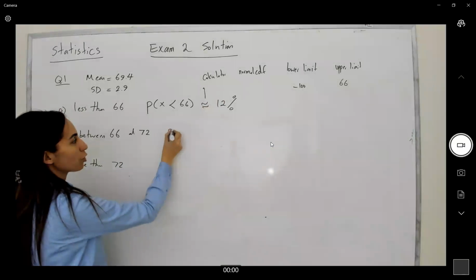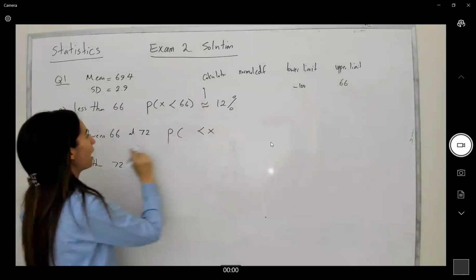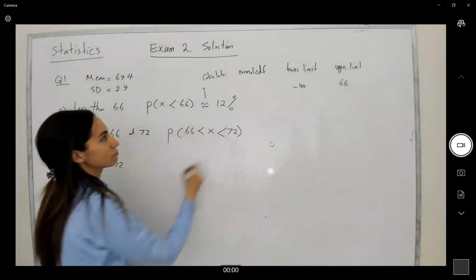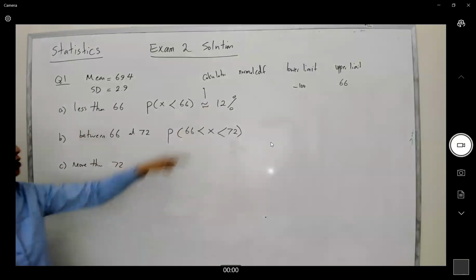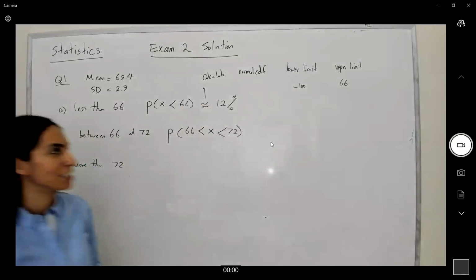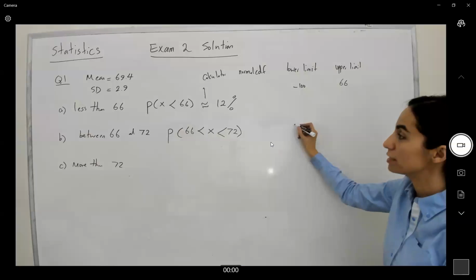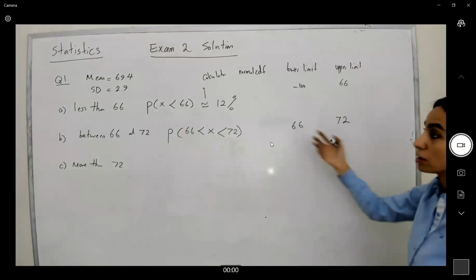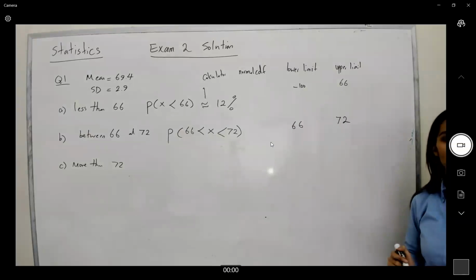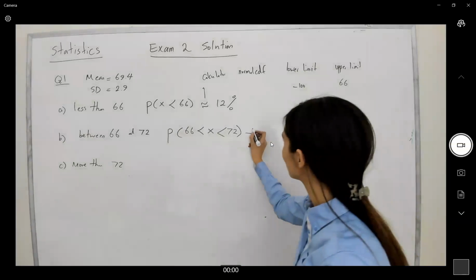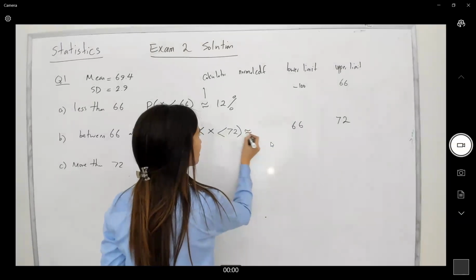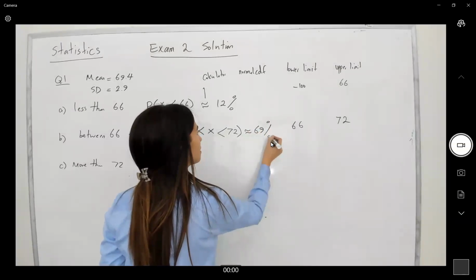It says find the probability that X is between 66 and 72. Again, we're going to use our calculator, normal CDF. Your lower limit in this case is 66, and your upper limit is 72. The mean stays the same, the standard deviation stays the same, and we do the calculation. We get almost 69%.